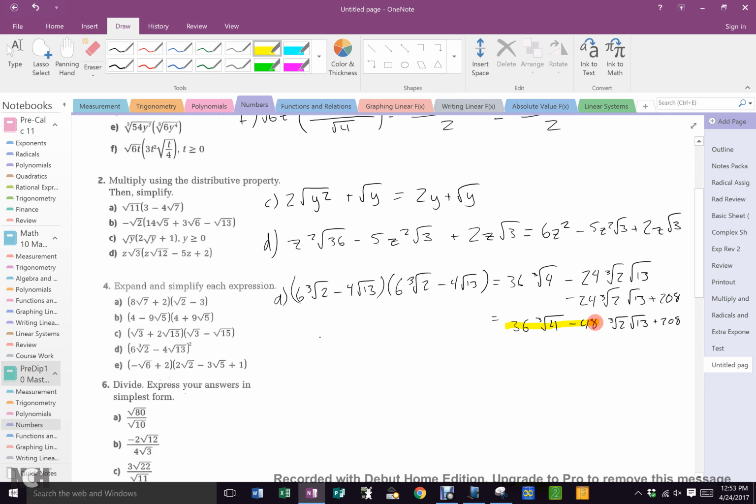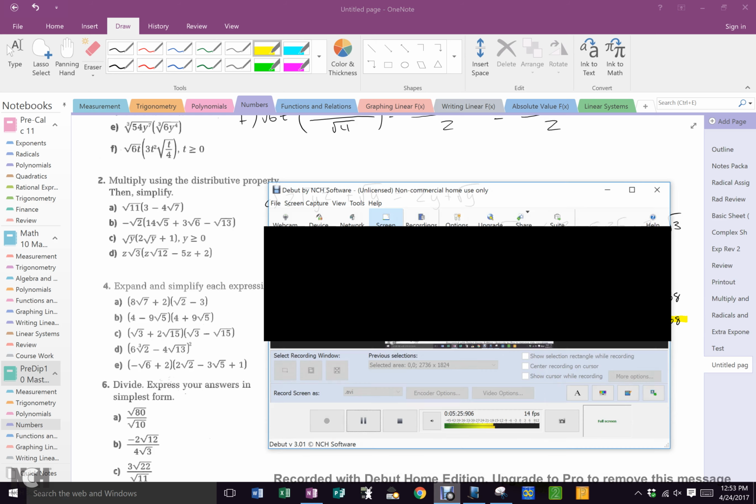Highlight that because it's hard to find all that in the work.